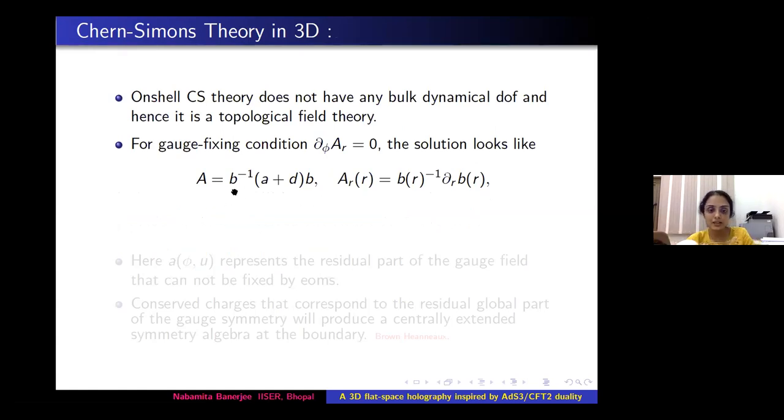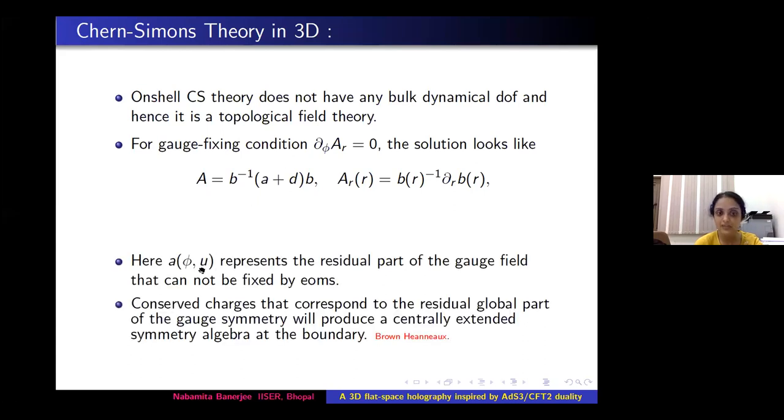Okay. So what are the various quantities appearing here? This d is just the derivative operator. This b is a field that is only a function of r, whereas a can depend on the other two directions that you have. Okay. So the entire radial dependence of your gauge field can be extracted in this field b, and the a that is sitting here does not have any r dependence. So here this a is only a function of u and φ. If I denote the three coordinates by r, u and φ, then b will only depend on r, and this a depends on u and φ.